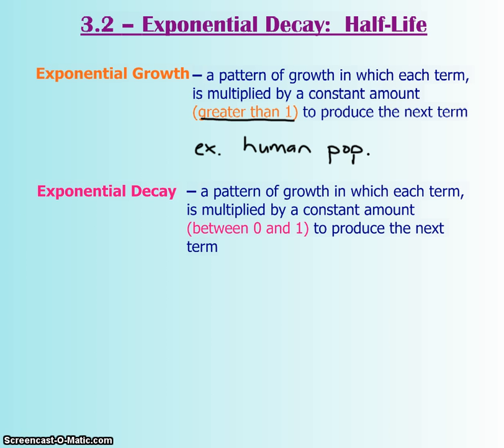But if we're talking about exponential decay, that's where you have an example, maybe an isotope, where you have a certain amount of a chemical element and it becomes smaller and smaller in amount over a certain amount of time. And that's because you're multiplying by not a number that's greater than 1, but instead a number between 0 and 1. That means that your amount is going to become smaller than the previous amount.